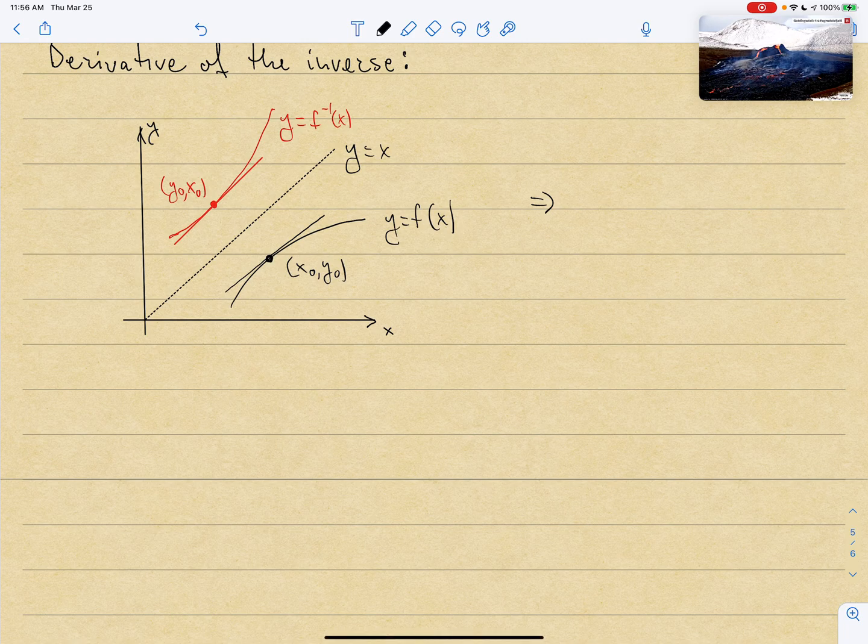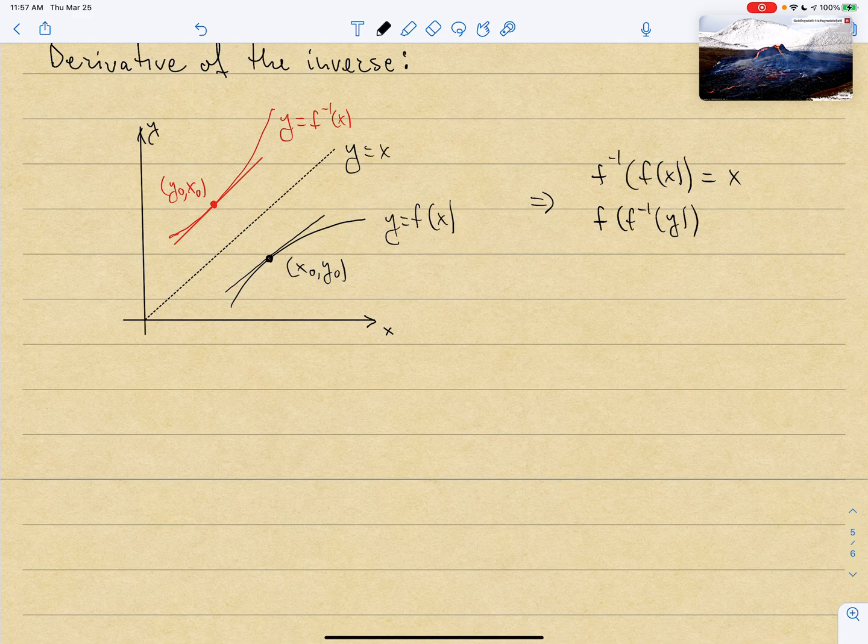So let me write things this way. So if f is invertible, and f inverse is the inverse function of f, then we know that f inverse of f of x should be equal to x, right? f and f inverse will cancel one another. Likewise, f of f inverse of y equals y, right?